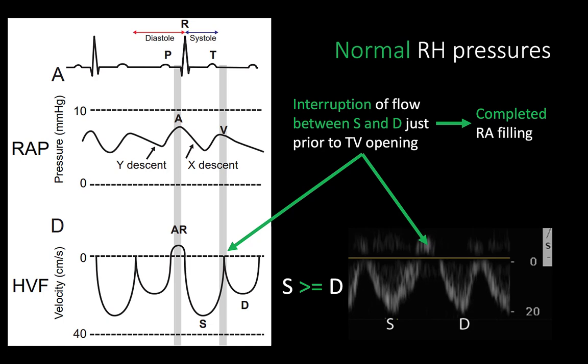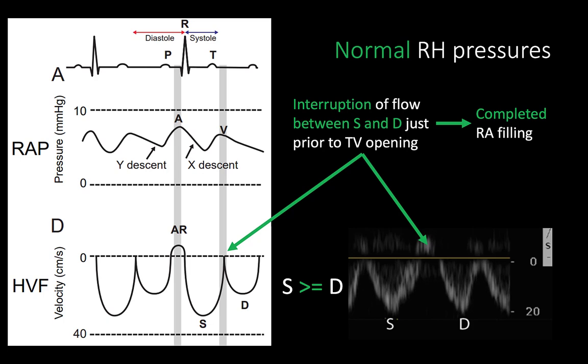There are two periods during which the forward flow towards the right atrium is interrupted. First is between the S and D waves, which corresponds to the period just prior to tricuspid valve opening. At this moment, right atrial filling is completed. RA filling resumes upon tricuspid valve opening, and ejection of flow towards the right ventricle returns.